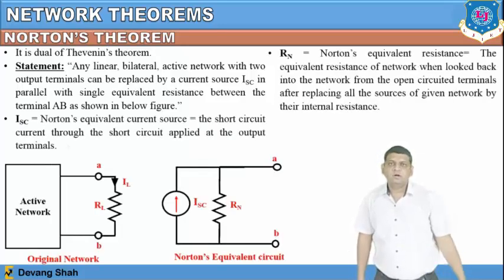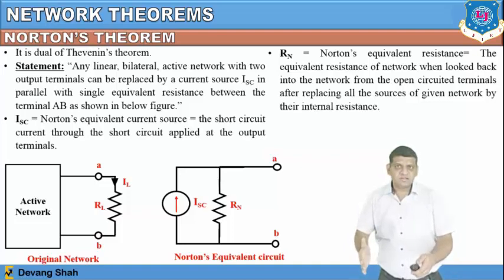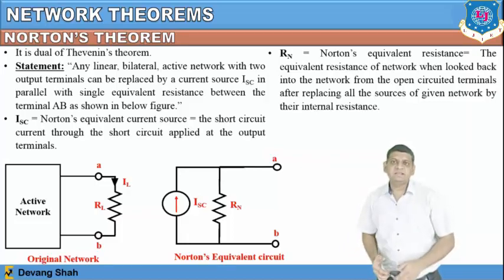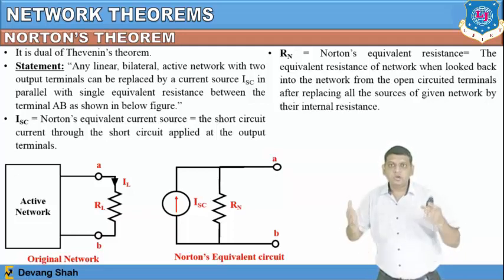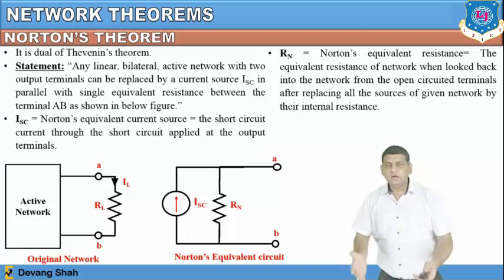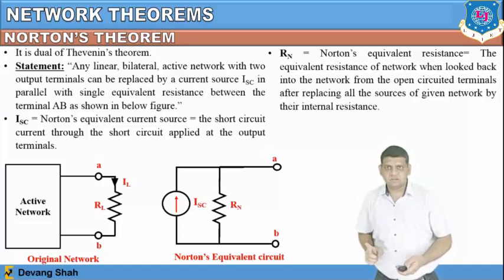In this figure, there is a given network with two terminals A and B, where RL is connected. You have to reduce the big given linear or active network into one current source, called ISC, in parallel with the equivalent resistance.